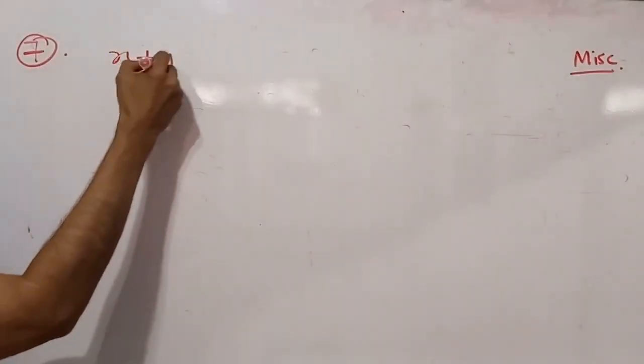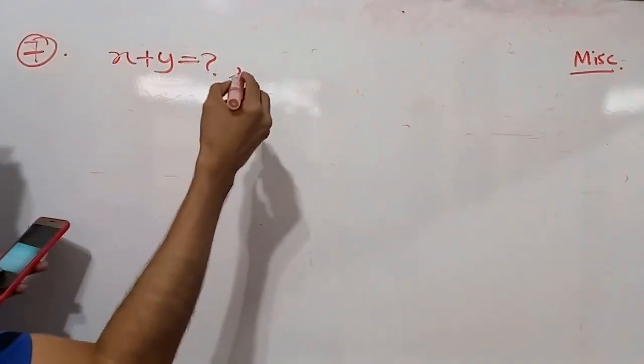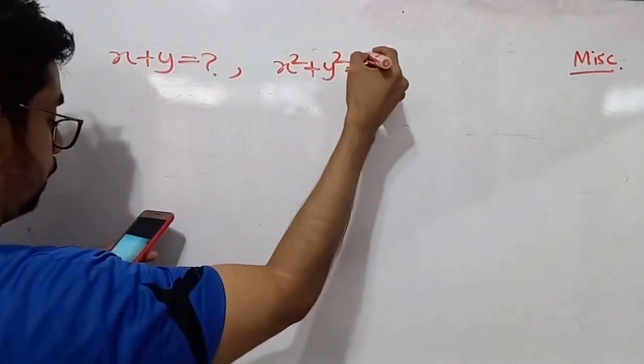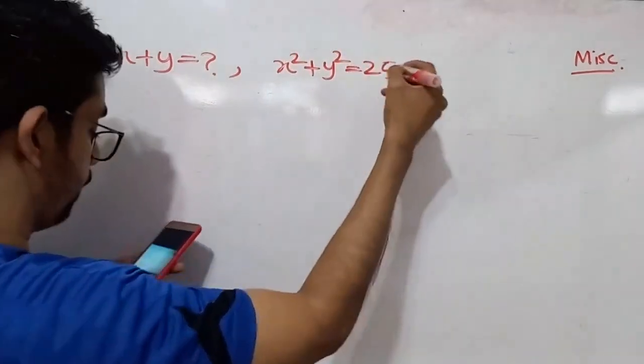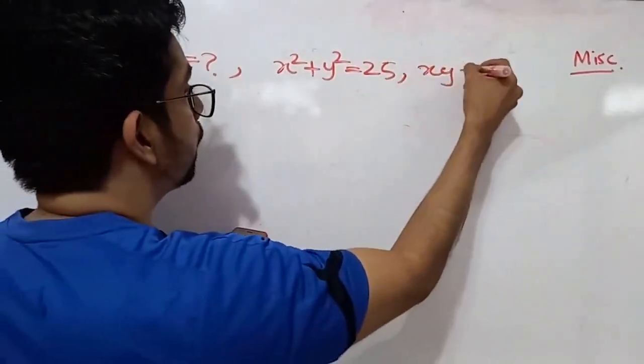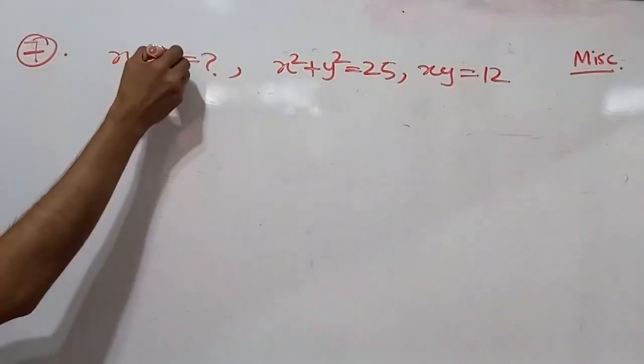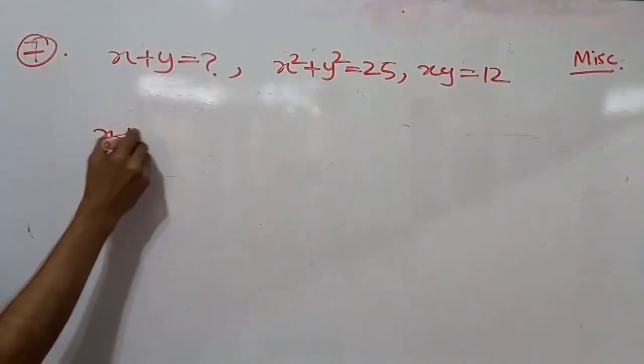65. Right. So now they are asking the value of x plus y, when x squared plus y squared is equal to 25 and xy is equal to 12. So we can write it as this. Let's take x plus y.